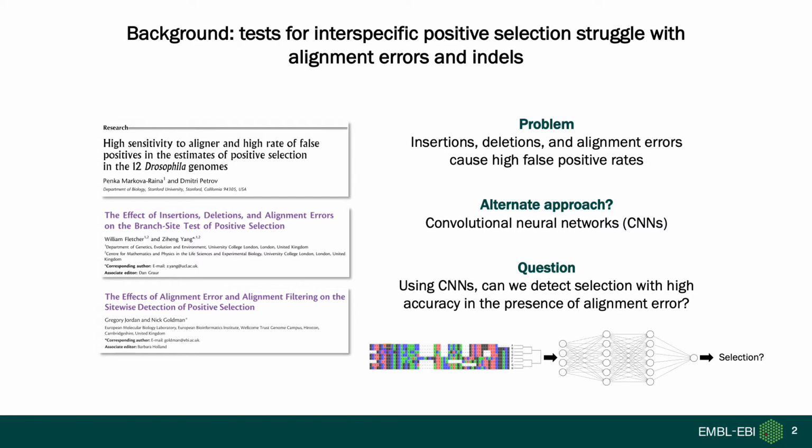a problem has been repeatedly identified in that likelihood-based test accuracy is often confounded by alignment errors and indels, and alignment accuracy is therefore crucial for these methods to perform well. Recently, convolutional neural networks have been very successful when applied to traditional inference problems in population genetics, including detecting selection. And so we were wondering if we could use these methods to address the issue of accuracy in the presence of alignment error when inferring selection in a phylogenetic setting, and so we have sought to find out.